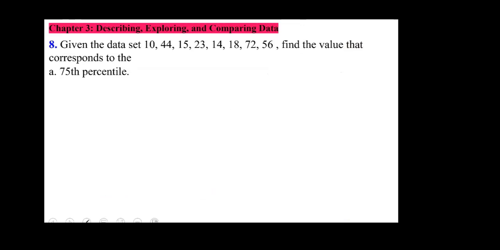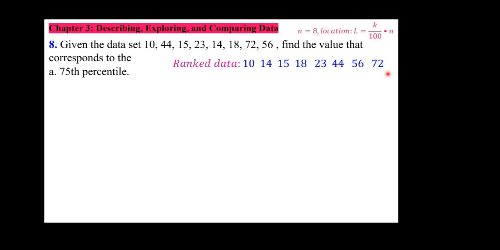We have this data, and we want to find the value corresponding to the 75th percentile. So first and foremost, we have 1, 2, 3, 4, 5, 6, 7, 8 pieces of data, and we want to rank them. Sort them from the smallest to the largest. N is 8. If you want to go with the locator, it's important to stick with that because we want to find the 75th percentile.